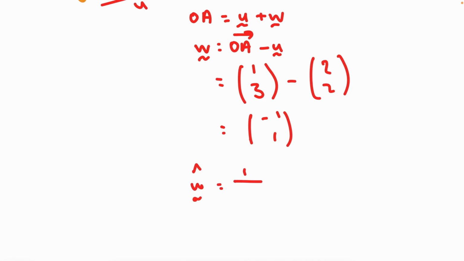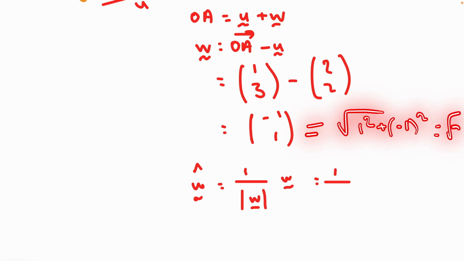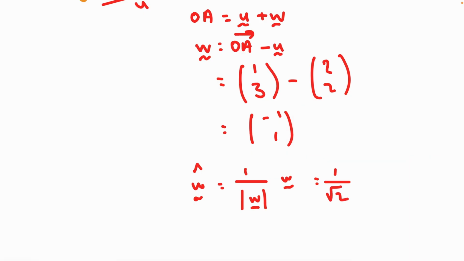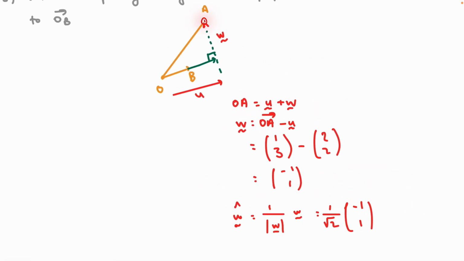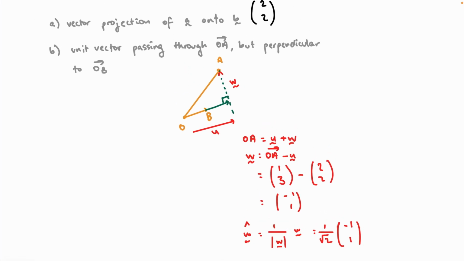To work it out, we just do 1 over the magnitude of W, and then W. In this case, the magnitude of W is the square root of 1 squared plus (-1) squared, which is square root 2. So 1 on root 2 times (-1, 1). So this here is a unit vector which passes through point A, but is perpendicular to the vector projection we just did. Okay, and that's how you do unit vectors, vector projections, and scalar projections.